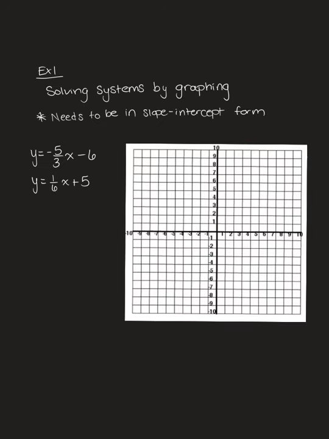So let's look at this one example here. We are going to solve this system by graphing. The key to this is it needs to be in slope-intercept form, so it needs to be in y equals mx plus b, which these are. So the first one here, I am going to start at negative 6. I'm going to have to do a different color here. At negative 6, and I go down 5 and to the right 3. So I am off my graph here, but I can also go up 5 and to the left 3.